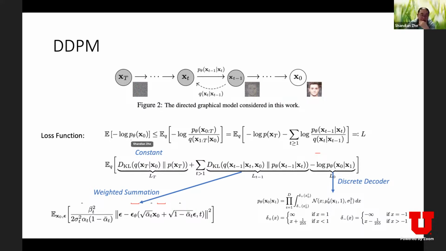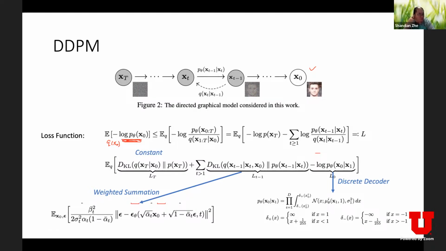Okay, I got confused again. So this one is the log marginal distribution of your image, right? Yeah, P theta is the approximated generative model, and Q is the posterior distribution. Posterior distribution of what? Of Q X0 here. Q X0 is the true distribution of X0.